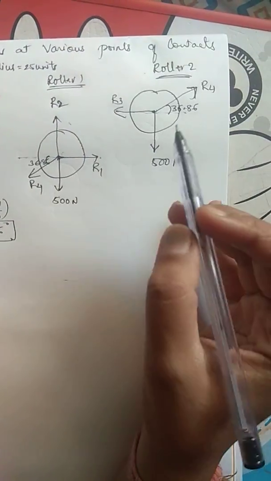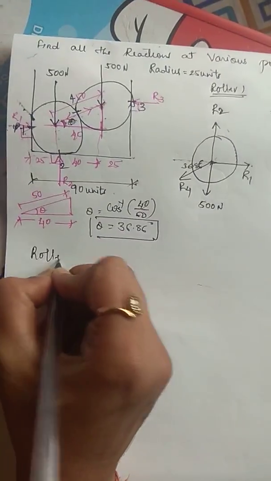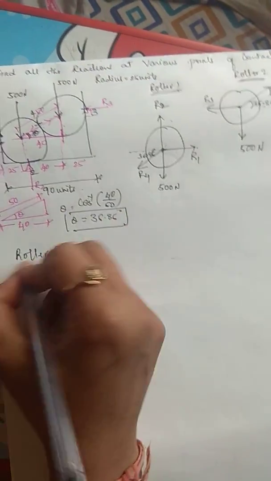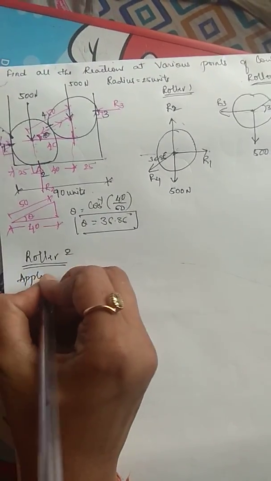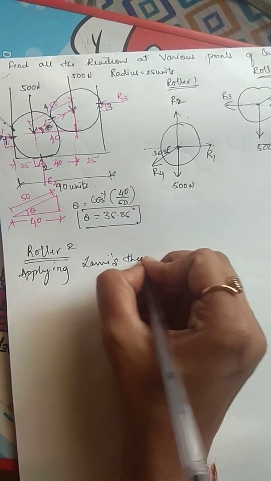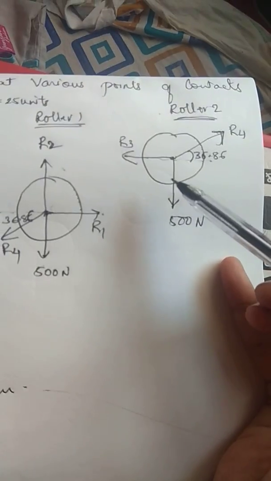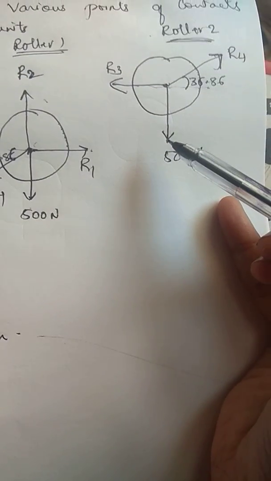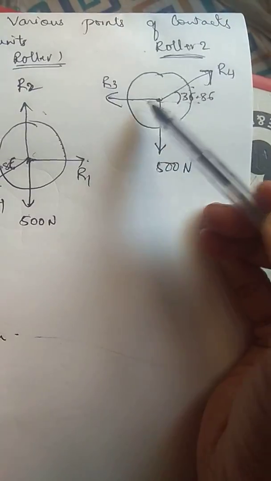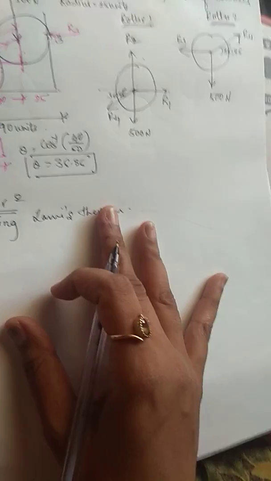We will take up the roller which has got the least number of forces, that is roller 2, which has got only 3, because it becomes easier to apply Lami's theorem. So I'll say first let us consider roller 2, applying Lami's theorem. So what is Lami's theorem? Again, I'll just repeat once. It is the ratio of the magnitude of one force to the sine of the angle between the other two forces. So let us apply Lami's theorem now for roller 2.